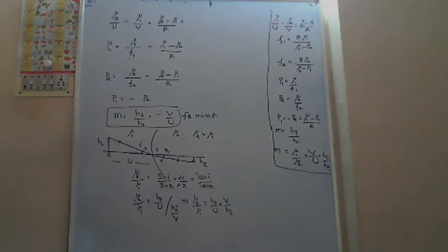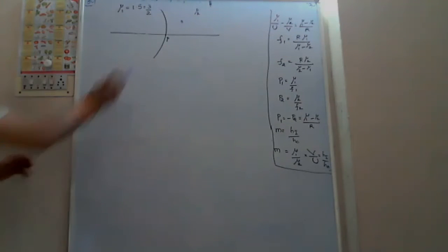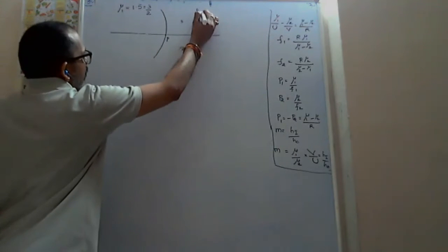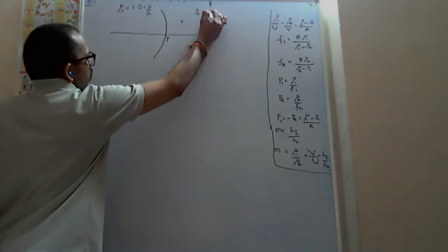All right. Now shall we start a few numericals related to these concepts? For this single spherical surface, mu1 I am taking as 3 by 2, and this one I am taking as 5 by 6.